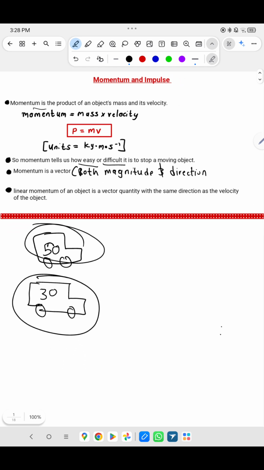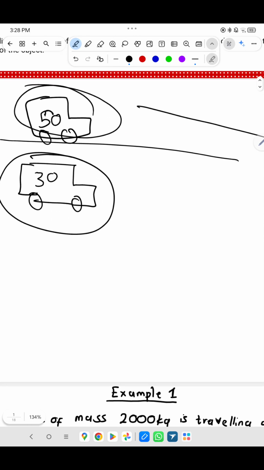And we are dealing with what we call linear momentum. Linear momentum just means that we are dealing with momentum on a straight line. Like this car here, I know it's a bit messy, but this car is moving on the road on a straight line. We are not dealing with objects moving on a curved surface like this. We are dealing with momentum on a straight line.